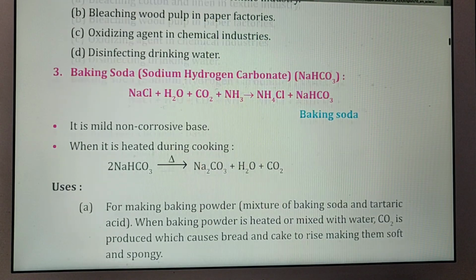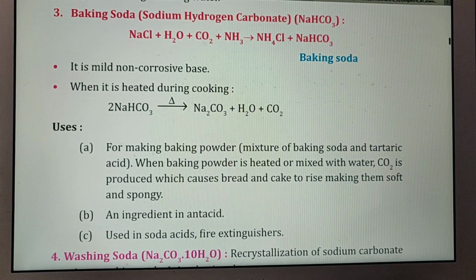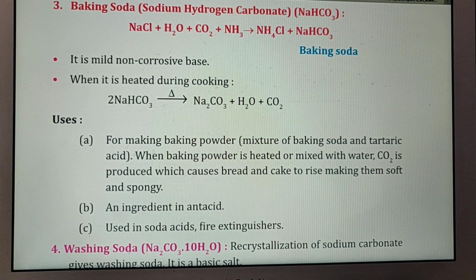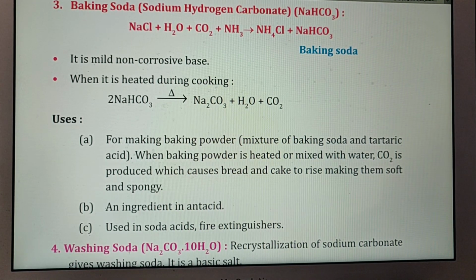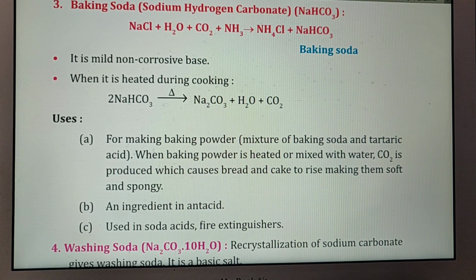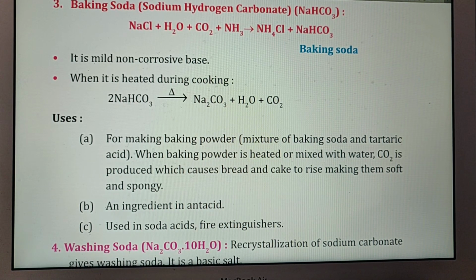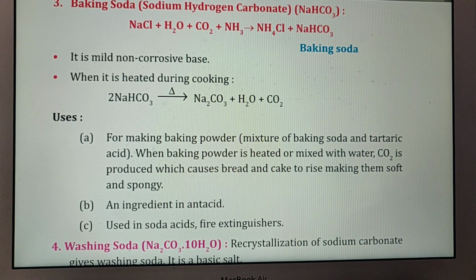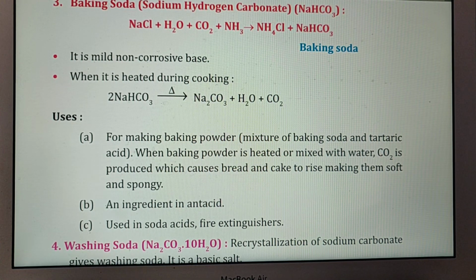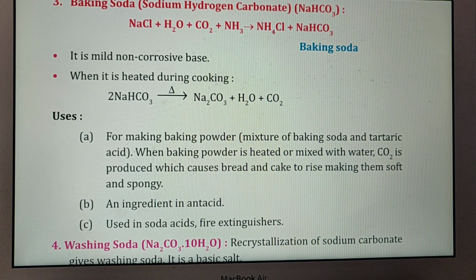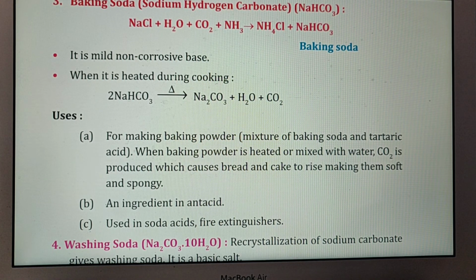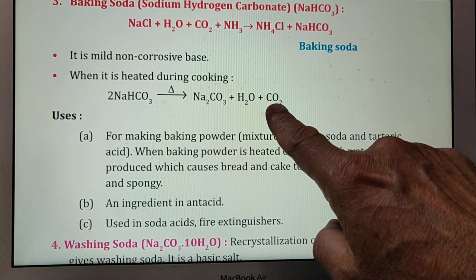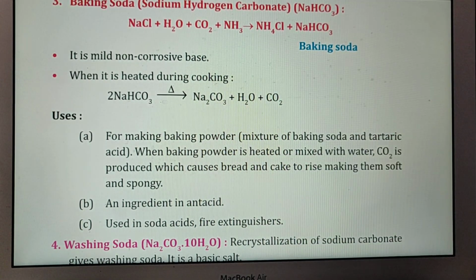Next is your baking soda. Its formula is NaHCO3 and sodium hydrogen carbonate is the chemical name. Sodium chloride plus water, carbon dioxide and ammonia on the reactant side, when mixed together, give ammonium chloride and sodium bicarbonate, baking soda. It is a mild non-corrosive base. When it is heated during cooking, it gives carbon dioxide, sodium carbonate and water.